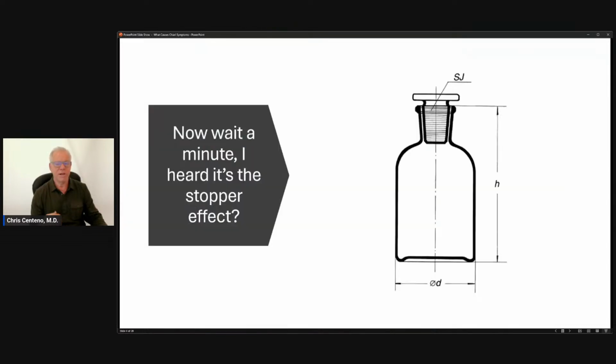So you might be saying at this point, wait a minute, I heard it's the stopper effect. So let's go over the stopper effect. The concept is like a stopper on a bottle, right? When we put the stopper on the bottle, nothing can get in or out of the bottle. Now, if we look at that for a second, the cerebellar tonsils are going to be the stopper itself. And the neck of the bottle is going to be the foramen magnum and the spinal canal. So if the cerebellar tonsils descend into the bottle, so to speak, or into the spinal canal or foramen magnum, then that's going to stop that cerebrospinal fluid flow that's so essential. So that seems to make some sense.